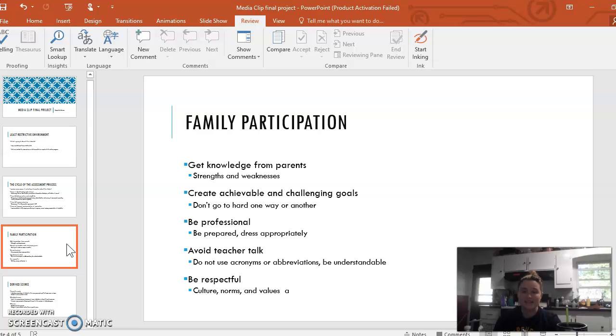Avoiding teacher talk. Teachers are really bad about this. Sometimes we use our acronyms, our abbreviations. We'll say different things that the parents don't understand, and they're just like, what?